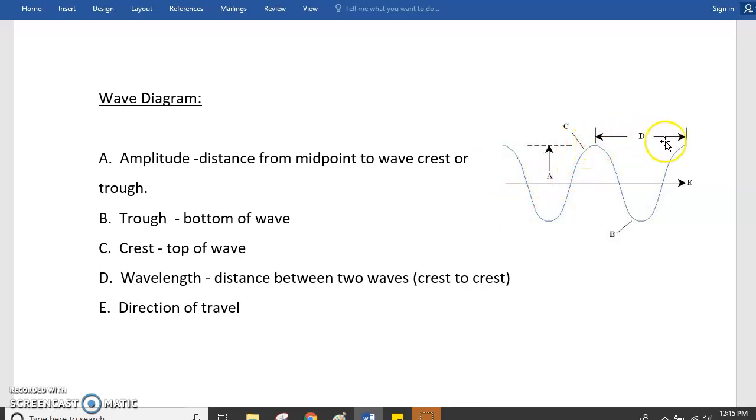The distance from one point to the next point, like from crest to crest, or from trough to trough, or even from middle to middle, is the wavelength, and that's going to be important because that helps determine a lot of the different features of it. And then E is just showing which way this wave is moving. It's going in this direction.